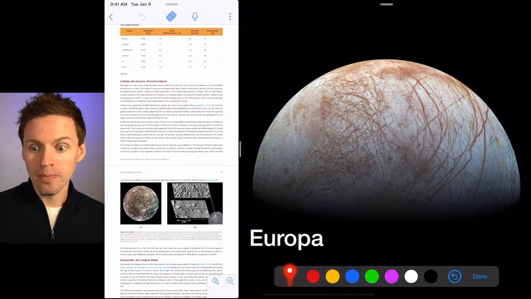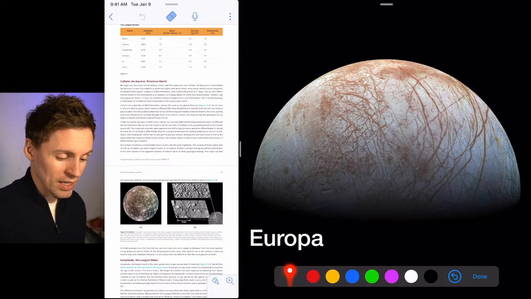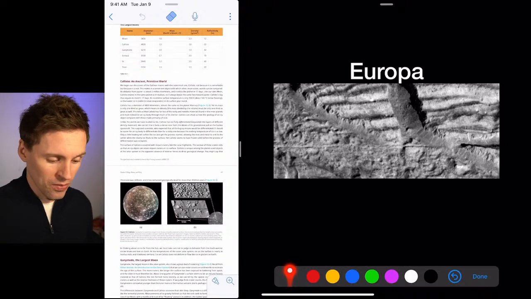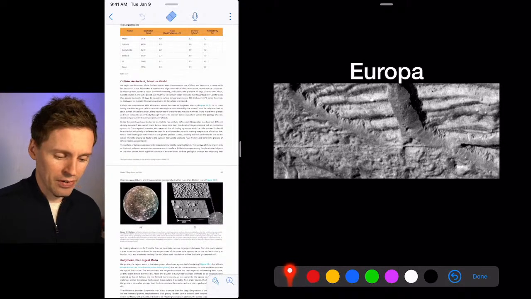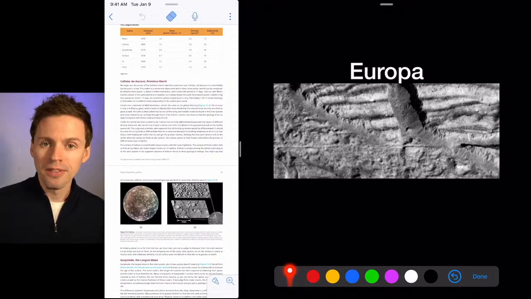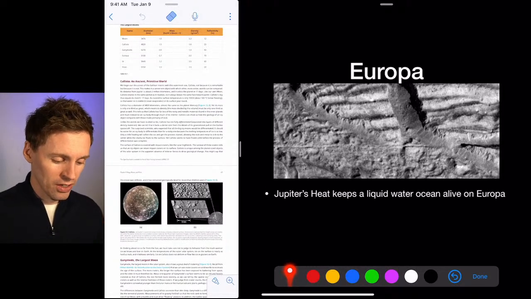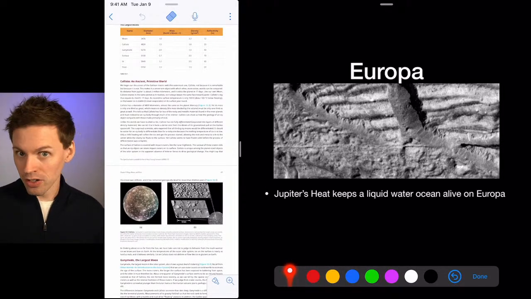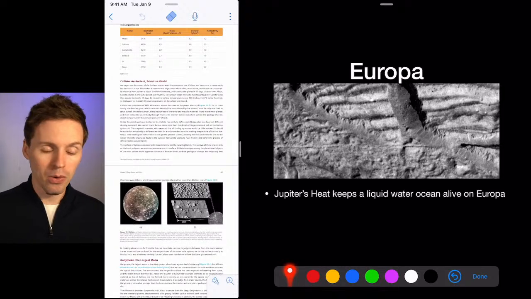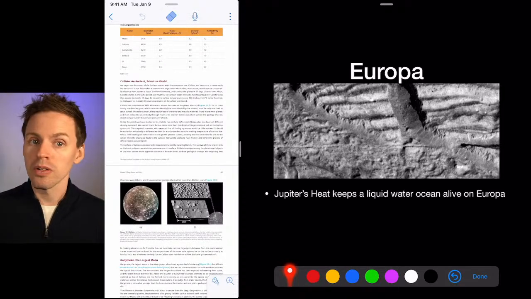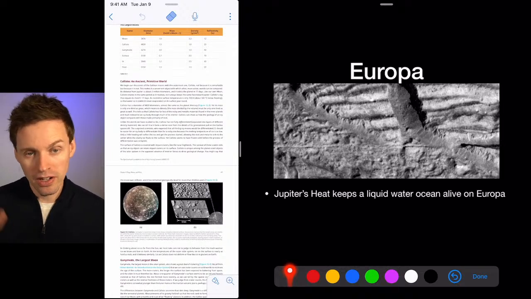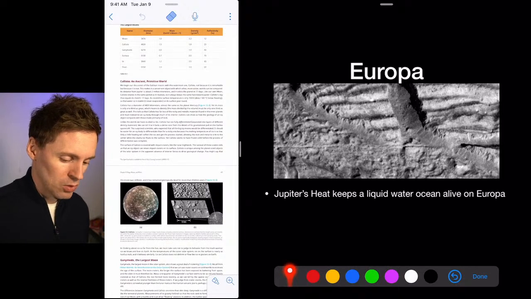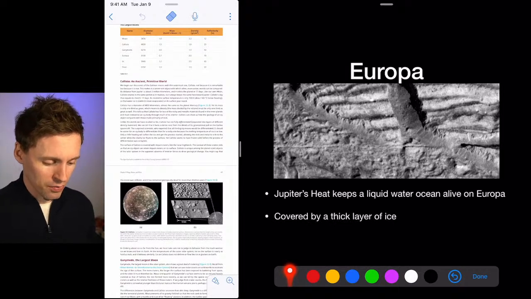Europa here is one of the icy moons of Jupiter. There's a movie called Europa Report. Check it out if you're into sci-fi. It's about folks that go there. There's an icy ocean under here, and the heat from Jupiter and the tidal forces that power a planet keep a liquid water ocean alive on Europa. So we're very interested to send a probe there, see the whales swim with the European dolphins if we can.